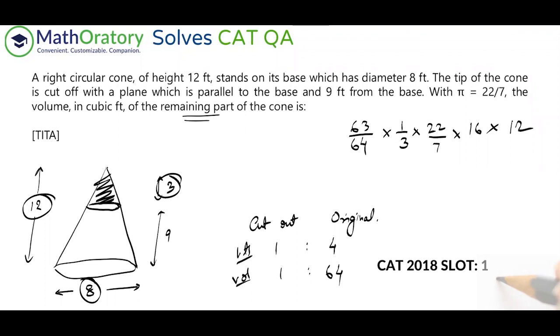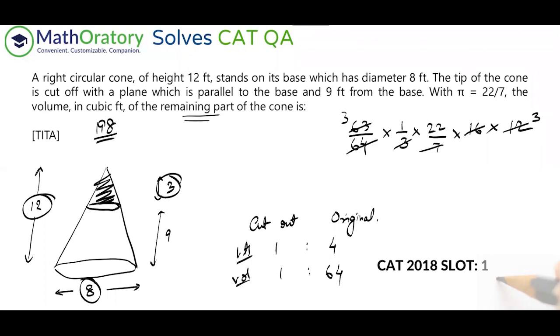So let's check this out. 3 into 7 is 21, so this goes off with this, so you'll have 3 here. And 12 has 4 into 3, right? So 16 into 4 is 64, if I take the 4 out of this 12. So that will go off, and you'll have another 3 remaining here. So that's it, right? Denominators are all gone. So 3 into 3 is 9. 9 into 22 is 198. So that should be the answer here, in cubic feet.